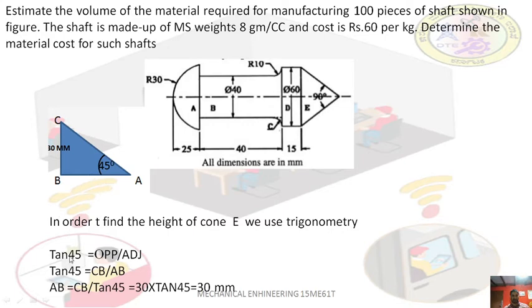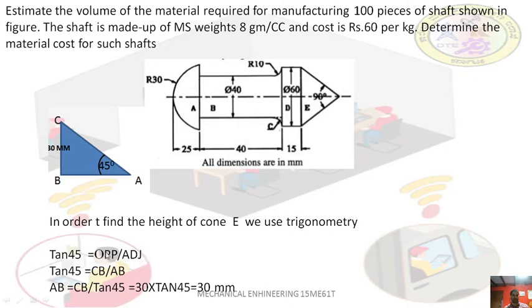So tan 45 equals opposite by adjacent. We cannot use sin theta and cos theta, because we will get two unknowns. Only by using tan theta we will get one unknown, because we know the tan 45 angle. We know the opposite here, and the adjacent is the only unknown.